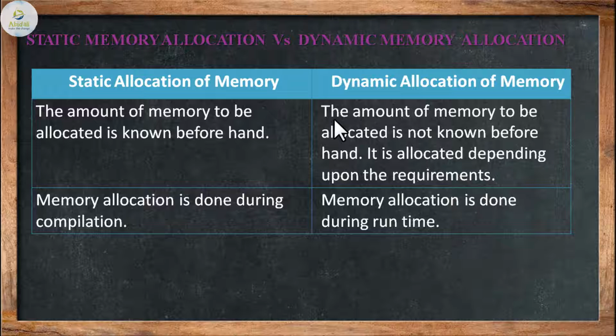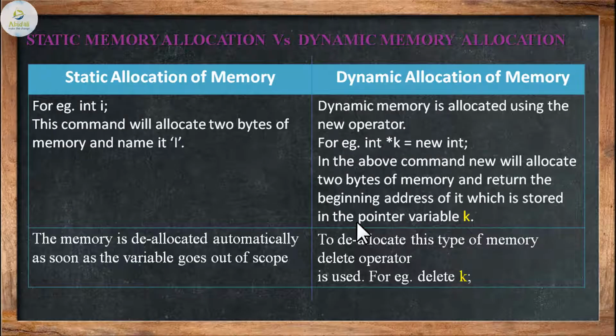Now what happens in the dynamic memory allocation? The amount of memory to be allocated is not known beforehand, but it is allocated depending upon the requirement, what amount of memory space I want, how the size of the array can be increased or decreased, that can be required during the execution of the program. Memory allocation is done during the compilation, as we said, for static, whereas the dynamic memory allocation is done during the runtime or during the execution of the program.